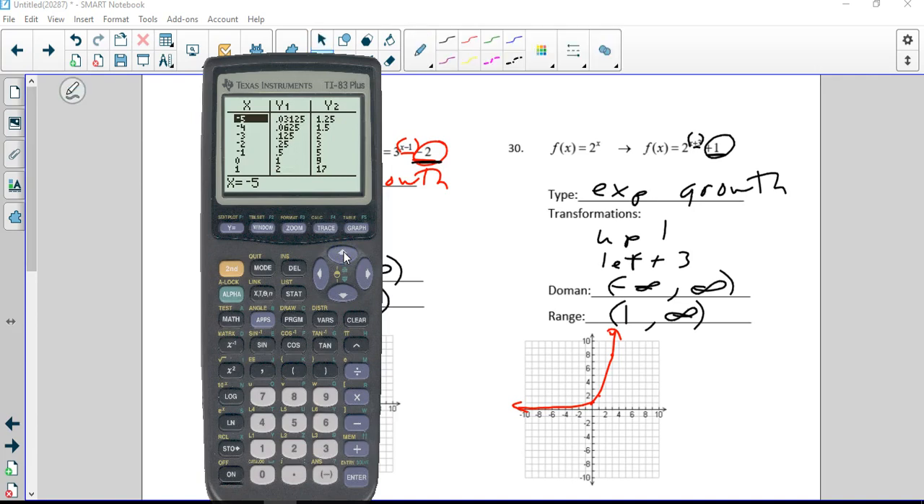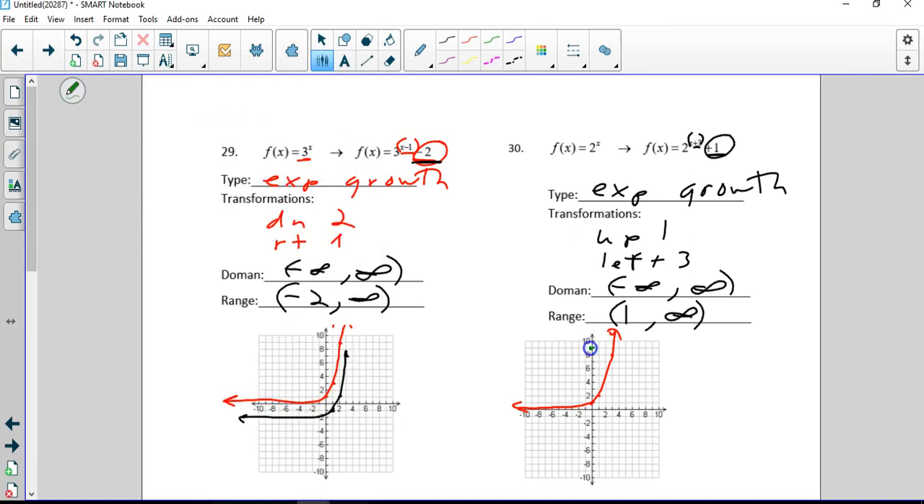So 17 is off the chart. So I'm going to do (0, 9). That's my upper one. And then (-1, 5) and (-2, 3). And (-3, 2). Okay? And remember, it's never going to hit 1. So I'm going to bottom out right there at 1. So that's why I knew my range ahead of time. Because it comes from right here.